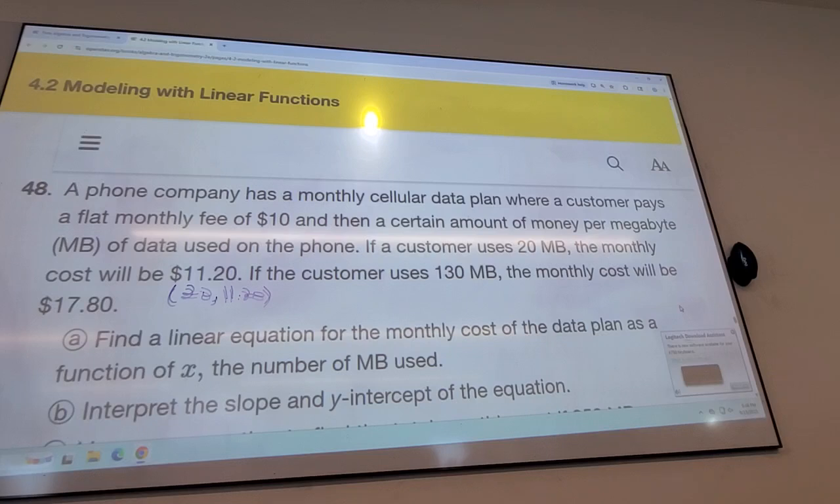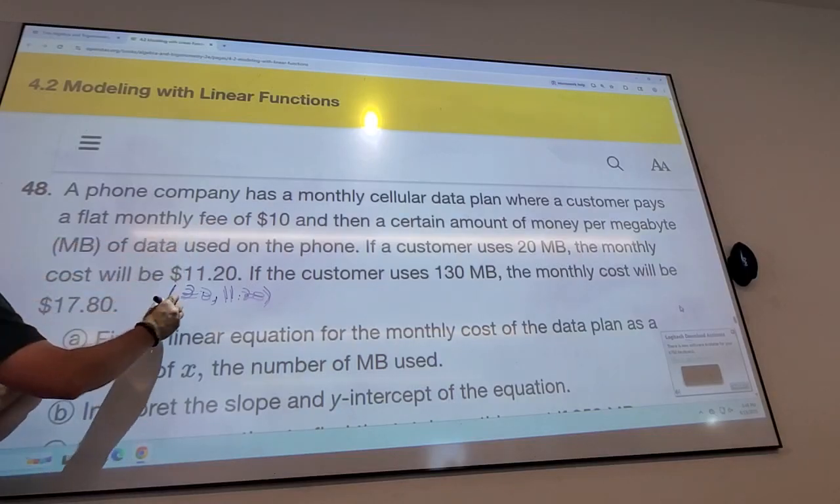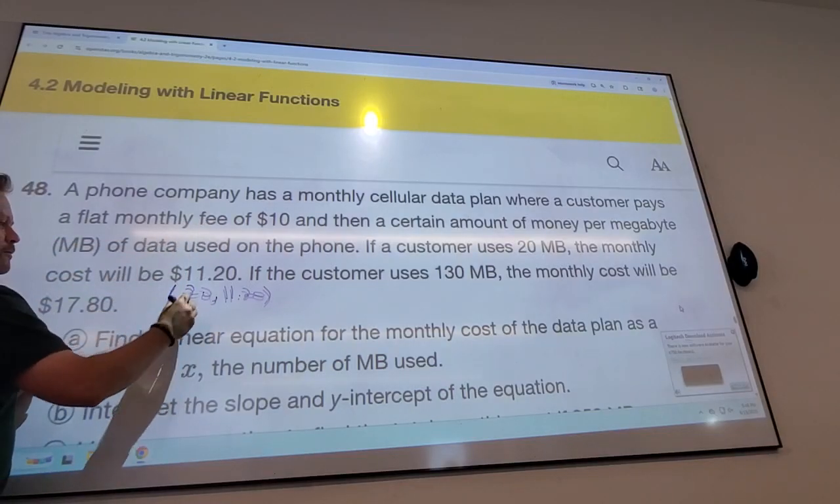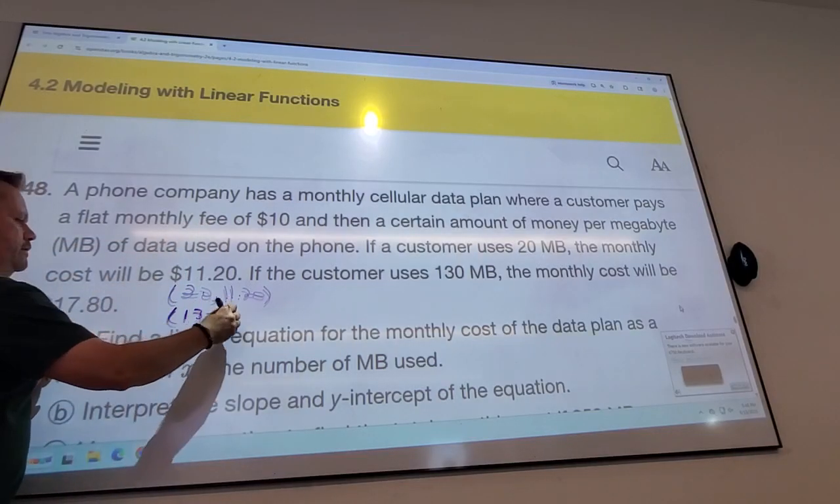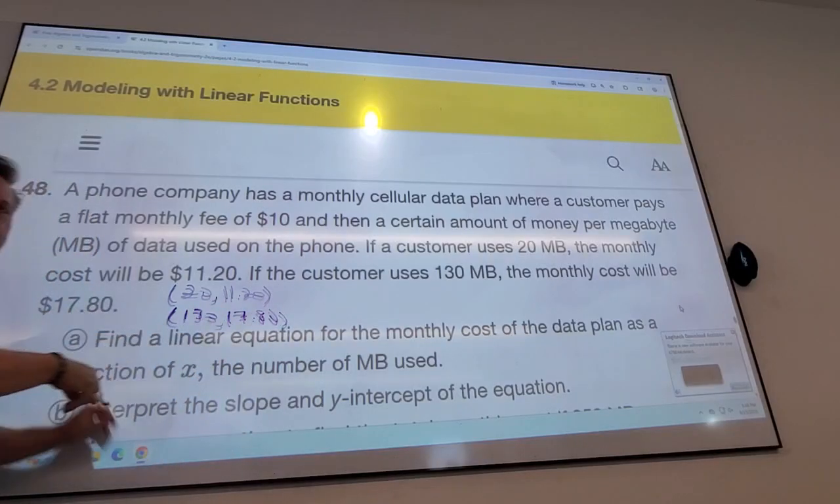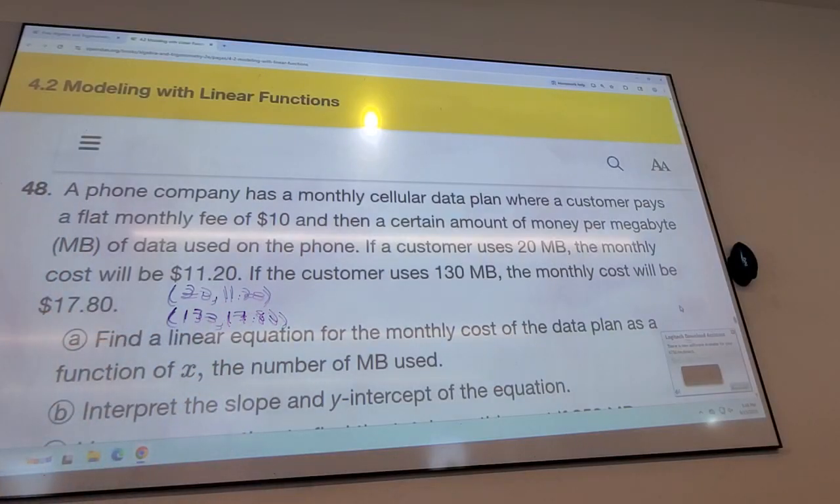But then your inputs will be 20 less than they would be. So if somebody asks, what if I use 50? Then you have to go, oh, I should plug 30 in because I took 20 out. You see what I mean? So you're making your equation work but harder to use, which is an option. And then what's the other point? (130, 17.80). So then what do you get from that?